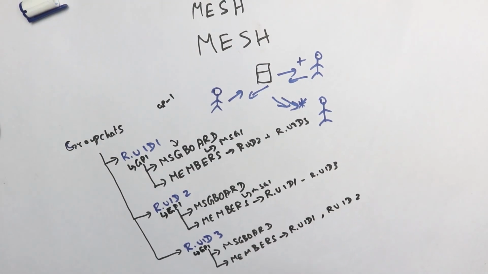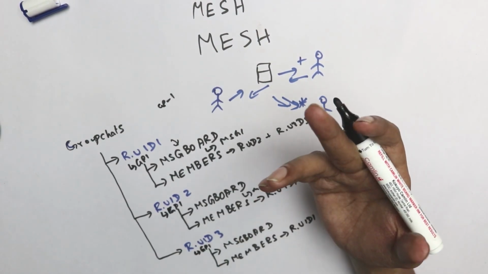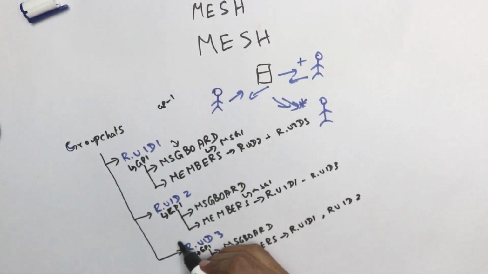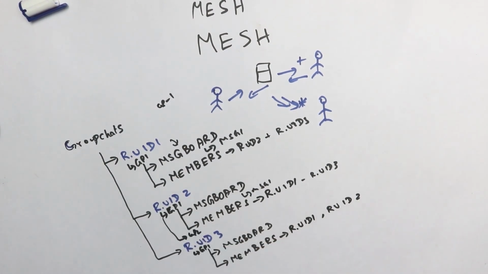So if UID 2 is creating another group, then that will also be created under him like this, and that group will have its own message board and members. You get what I'm trying to say here, right?